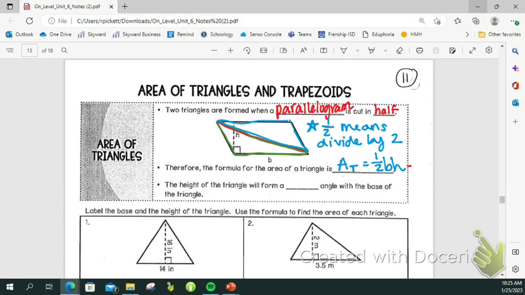The height of the triangle will form a right angle with the base of the triangle. So just like when we looked at parallelograms, the height has to be perpendicular to the base. So here's the height and here's the base. We never want to use a number that's on a slanted line. The height has to be perpendicular.